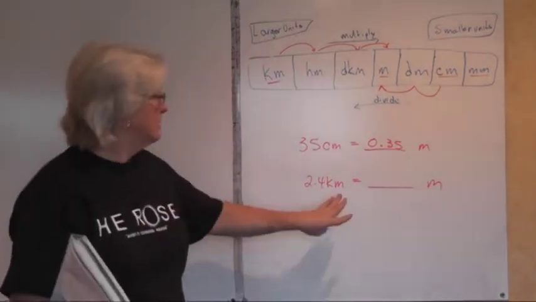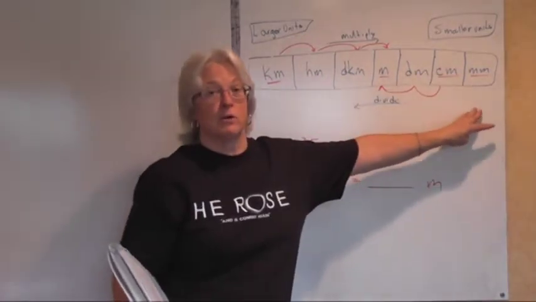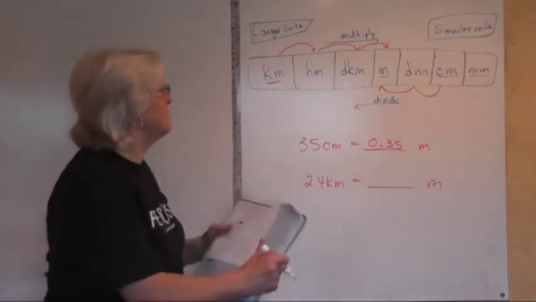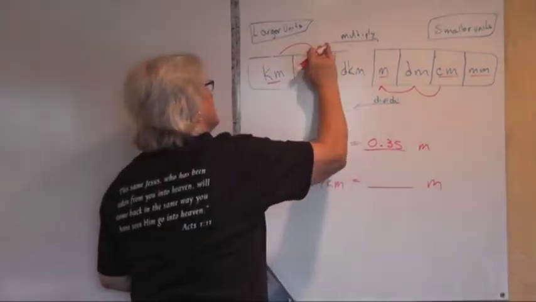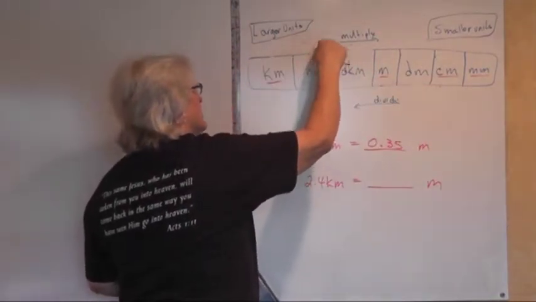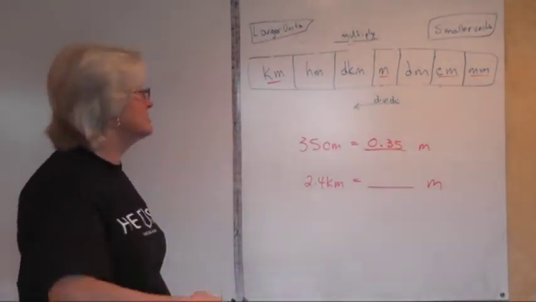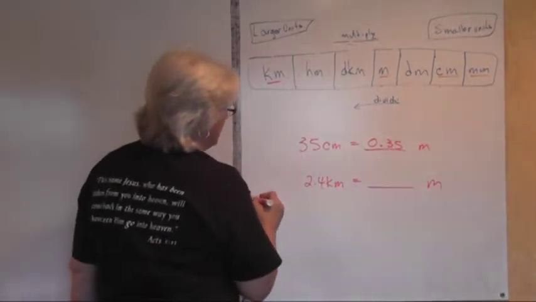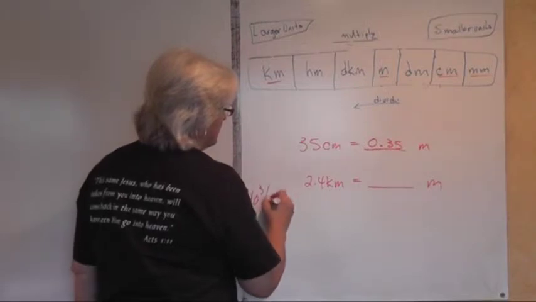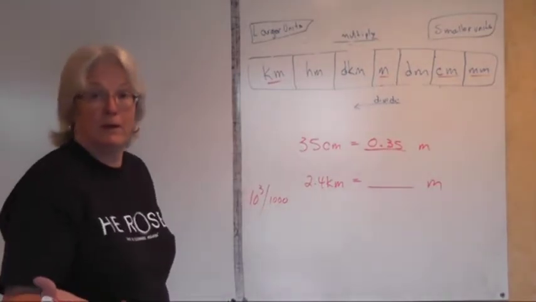What are our units? Kilometers and meters. We're going from larger to smaller. What are we going to do? We're going to multiply. What are we going to multiply by? Well, let's see how many units we move. Kilometer to hectometer is 1, 2, 3. We're moving 3 units to the right, so we're multiplying by 10 to the third, which is 1,000.